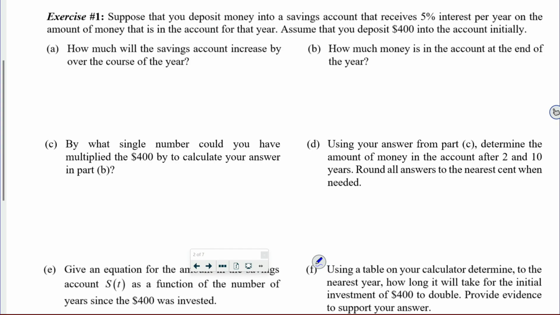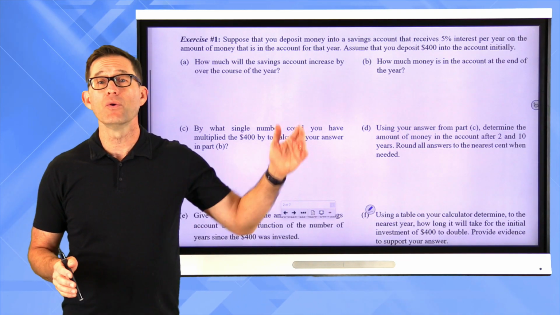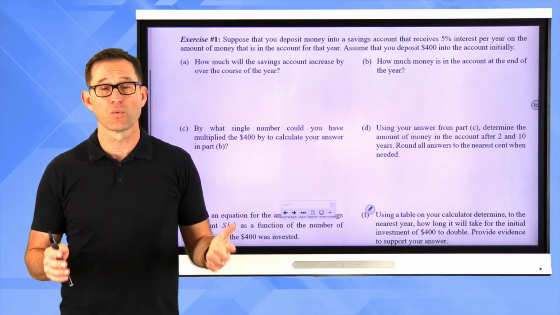Suppose that you deposit money into a savings account that receives 5% interest per year on the amount of money that is in the account for that year. Assume that you deposit $400 into the account initially. Letter A, how much will the savings account increase by over the course of the year? All right, well this just has to do with, do you understand how interest works? All right, how do percents work?